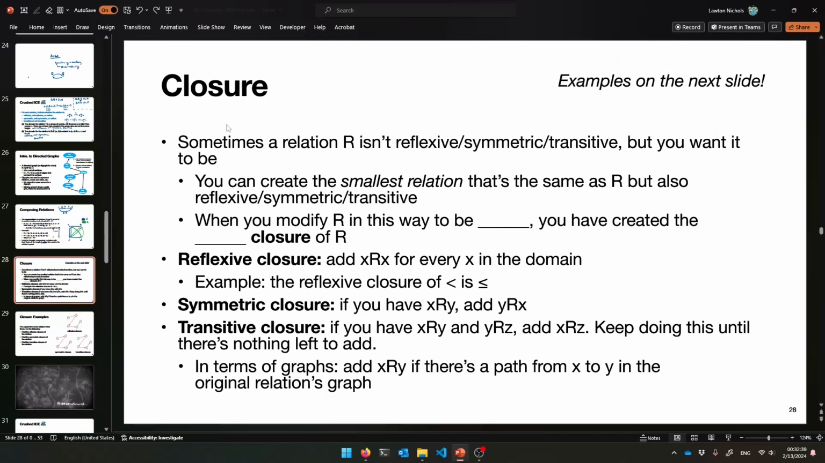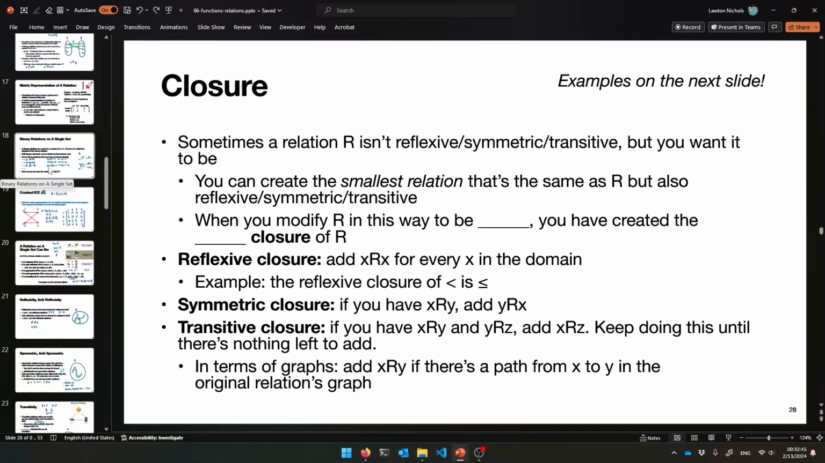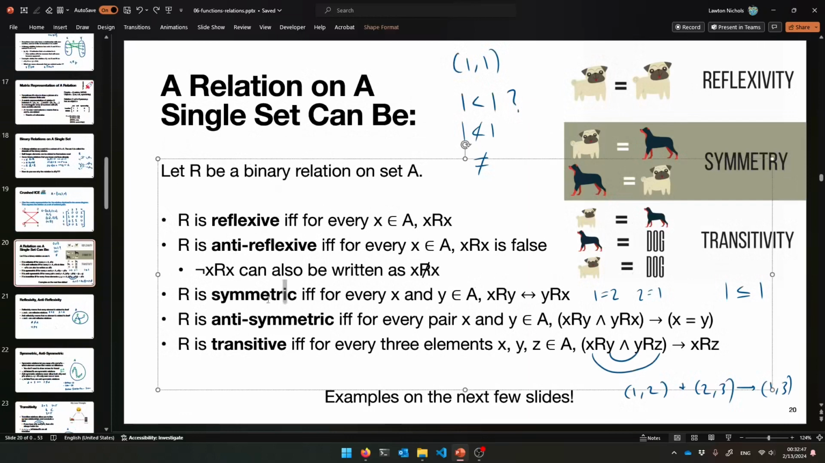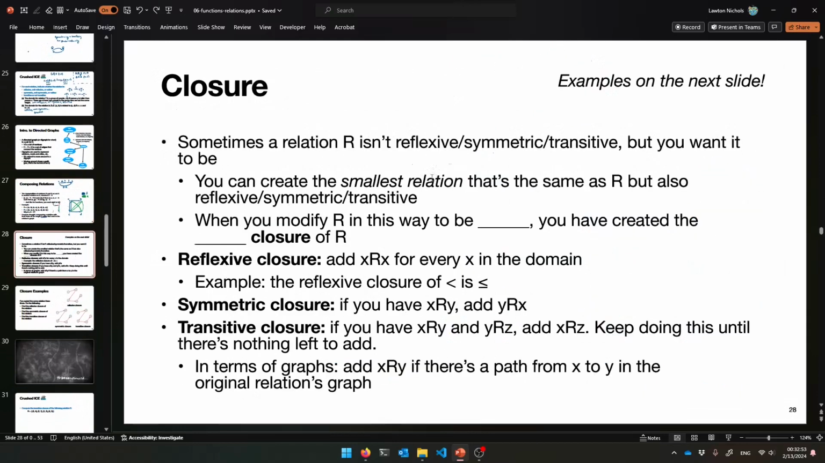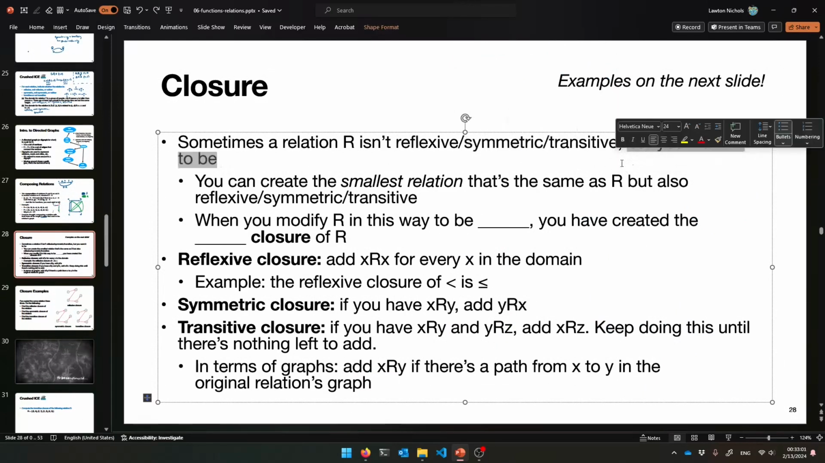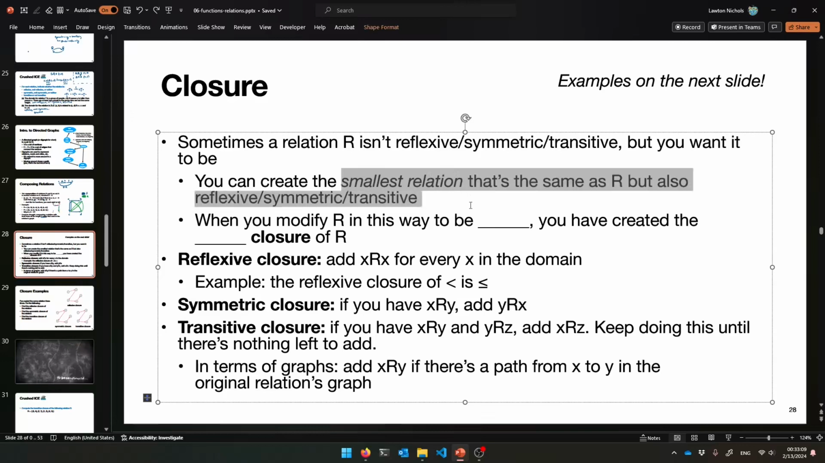But let's see. Sometimes we have a relation, and we know how nice it is to be all these things. We know how nice it is to be reflexive, symmetric, transitive, all those nice terms that we can describe a relation as. Maybe we have a relation and it's not quite one of those things. It's not reflexive, but we'd like it to be reflexive. It's not symmetric, but we'd like it to be symmetric. It's not transitive, but we'd like it to be transitive. There's a way to take your relation and add the minimum amount of stuff to it, the minimum amount of arrows, that makes it what you want it to be. You can create the smallest possible relation that is the same as R, but then also reflexive and symmetric and transitive, or some combination of those.